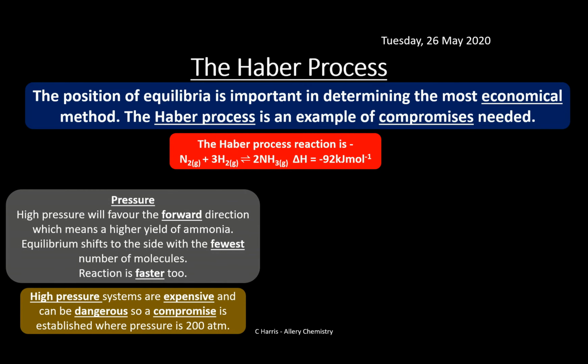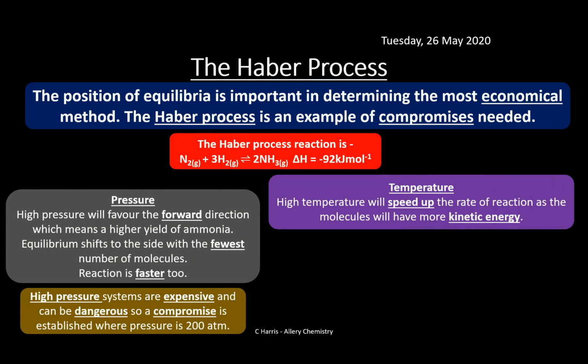High pressure systems though are expensive and they can be dangerous. So a compromise is established, and after a number of scientific calculations and trial and error, the industrial process to make ammonia normally uses around 200 atmospheres of pressure. So we've got this compromise between cost and yield.